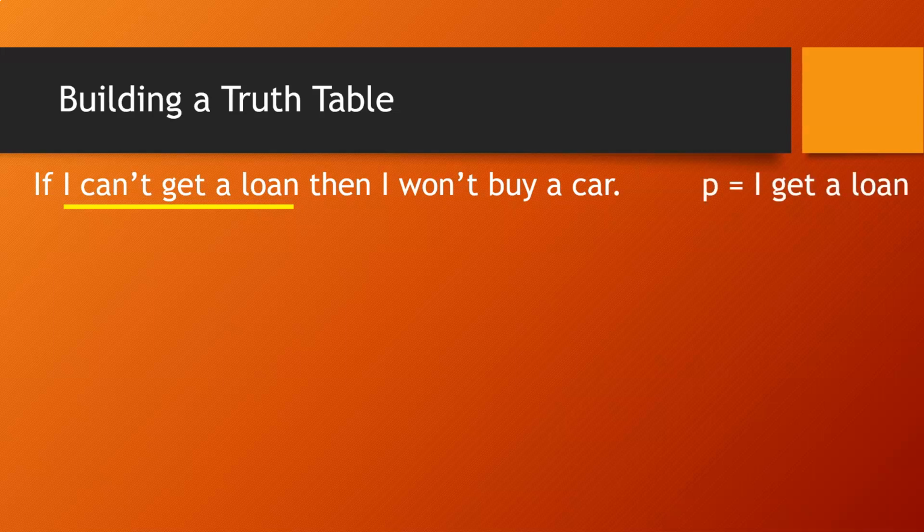The first thing we'll do is look for the simple statements that make up this statement. I can't get a loan is a negation of I do get a loan, so we'll let P represent I get a loan. That means I can't get a loan would be not P. The other simple statement comes from I won't buy a car. That's a negation of I buy a car. So if Q is I buy a car, I won't buy a car is not Q.